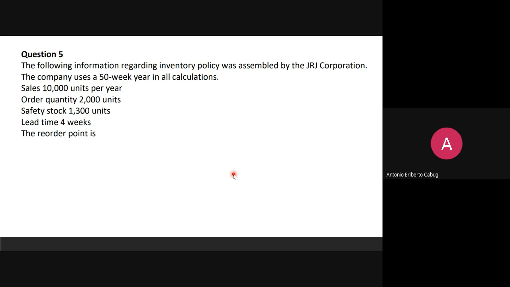The following information regarding inventory policy was assembled by JRJ Corporation. The company uses a 50-week year in all calculations. Okay, the given is there. Go. Ano ang reorder point natin?